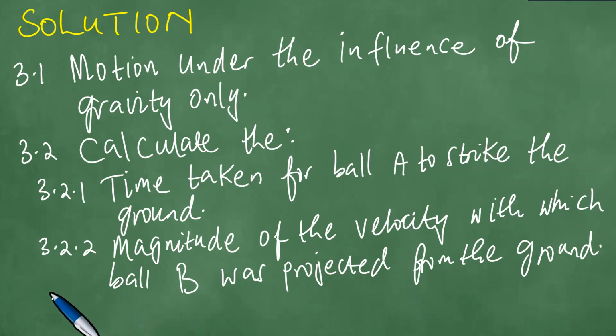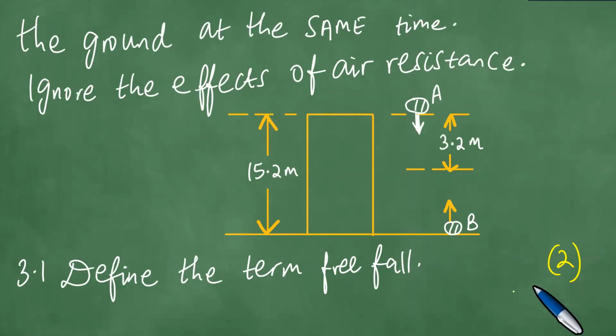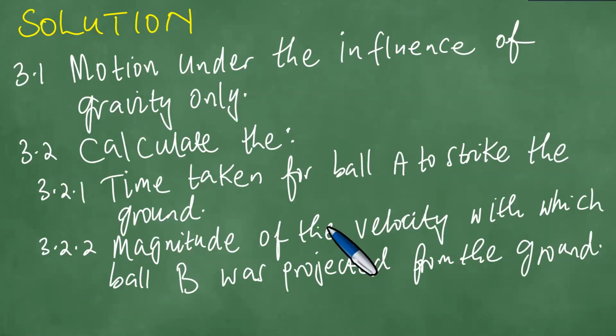The marks for these questions are as follows. The free fall question is 2 marks: define the term free fall, motion under the influence of gravity only. Then question 3.2.1 is 3 marks, and the next one is exactly 5 marks. Calculate the time taken for ball A to strike the ground. We're asking how much time it took for ball A to actually strike the ground, and that is extremely important.